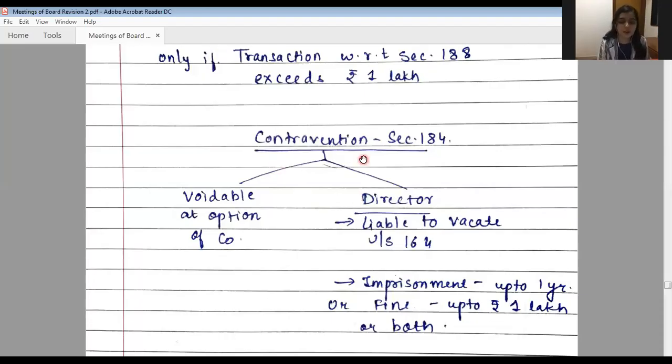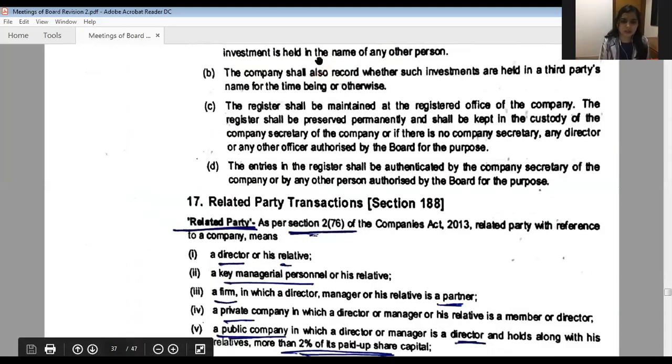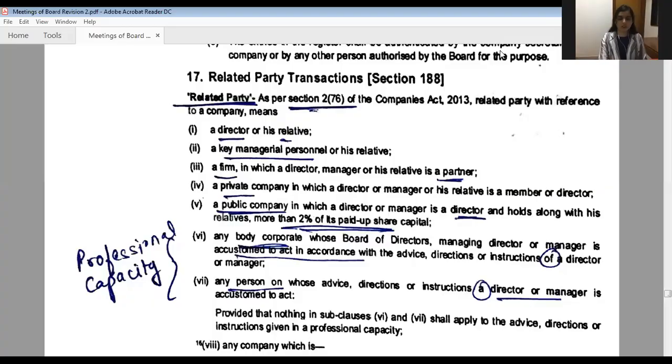Now, in case of contravention of section 184, the contract is voidable at the option of the company, and directors are liable to vacate the office under section 164, and imprisonment up to 1 year or fine up to rupees 1 lakh or both. Now we shall see section 188, related party transaction. Now, who is a related party?